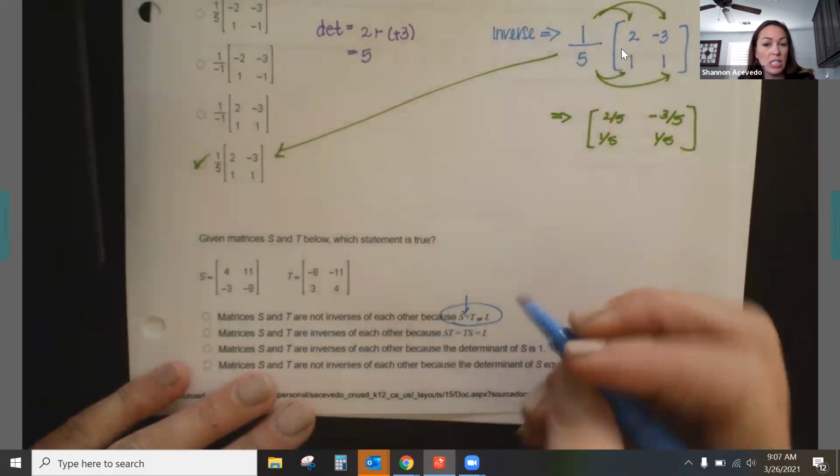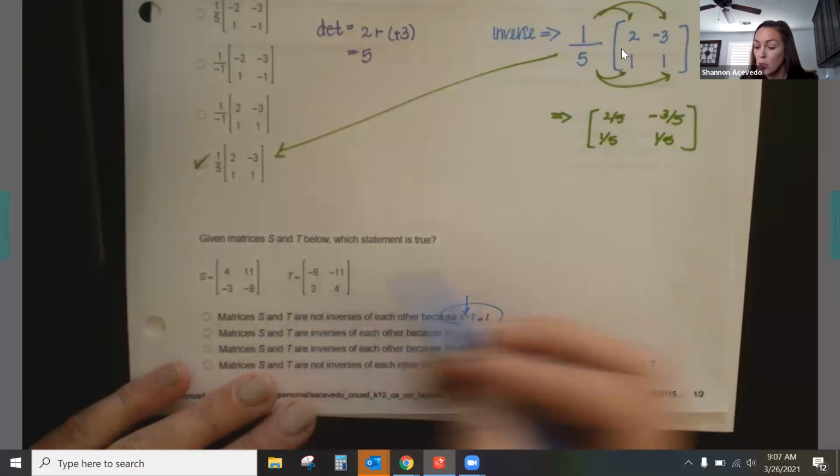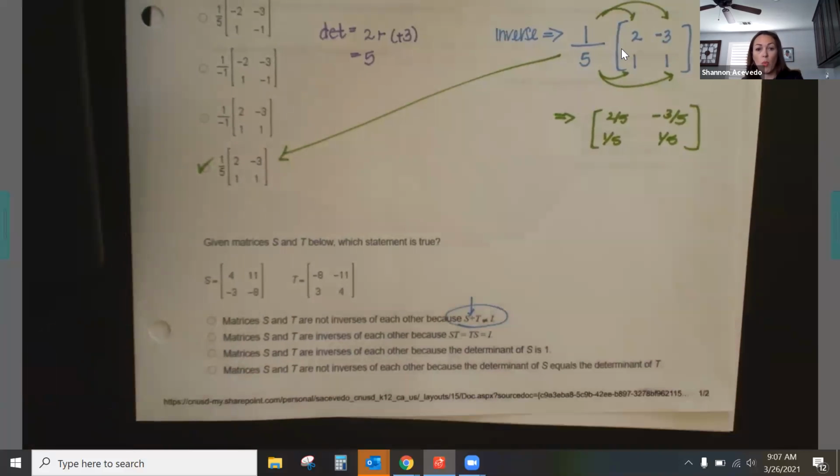This operation of addition is not correct. They would have to be multiplied when we're talking about inverses. It does not work with addition. So this is not going to be the case for number one. It doesn't make them inverses if I add them, so I need to make sure I pay attention to that.